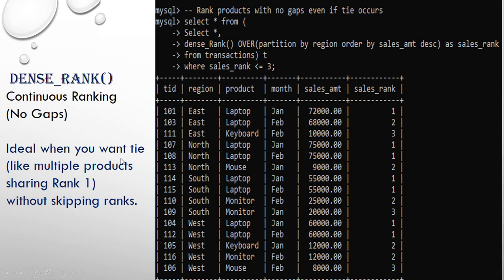So if our situation is to need a continuous ranking, that time we use dense rank. So here you can see the same table. Here when two sales amounts are equal, it is given equal rank, but the next rank is the consecutive number. There are no gaps in the ranking. So it is ideal when you want a tie without skipping ranks.